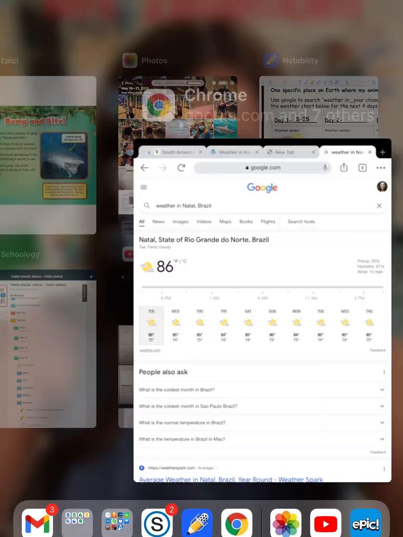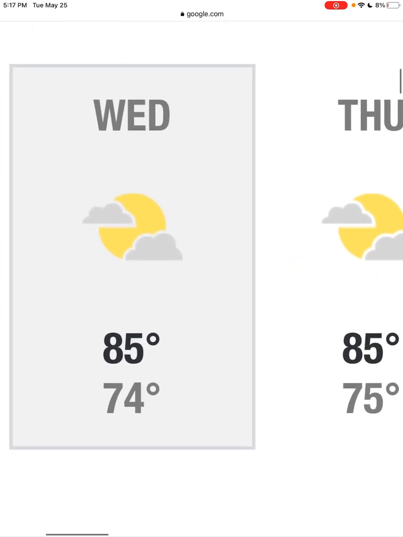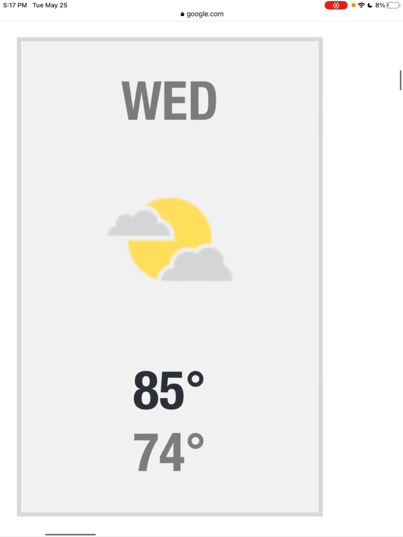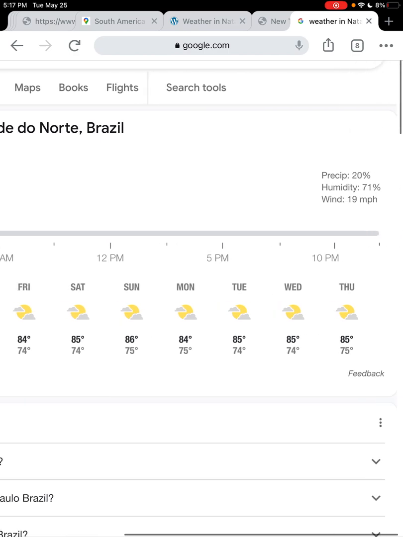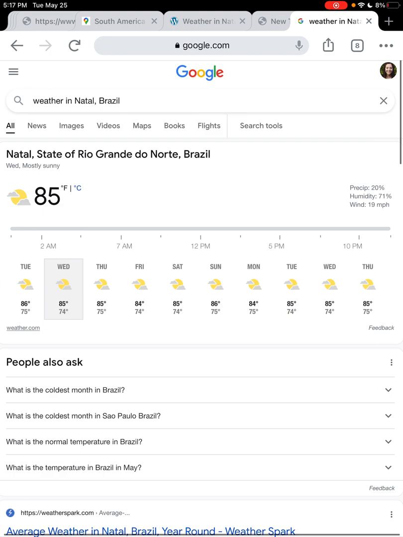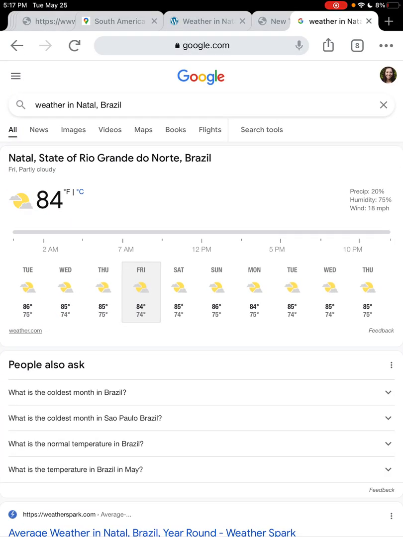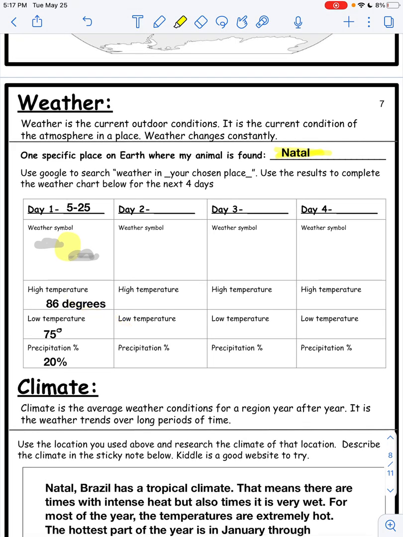If I want to do the next day, which I should do all 4 days, I will then click on Wednesday and I will do the same thing. Looks like it's partially cloudy again, so I'll draw the same symbol. The high is 85. This time the low is 74. And I will zoom over here for the precipitation. Oh, the precipitation is 20 again. So that part stays the same. I will do it for Thursday and I will do it for Friday. So you're noticing that most of these are very similar. Yours might be similar and they might be different. So I will fill in day 1, 2, 3, and 4 with all of that weather information.